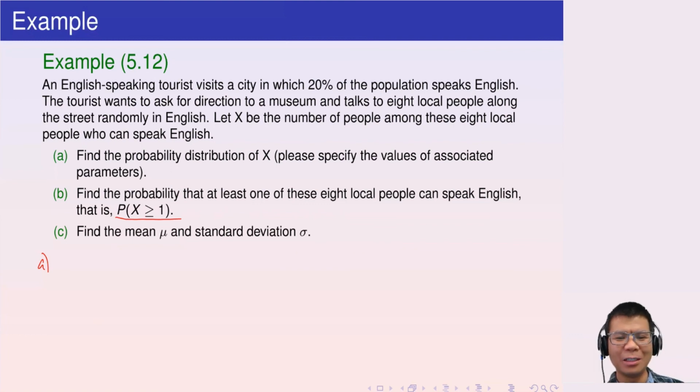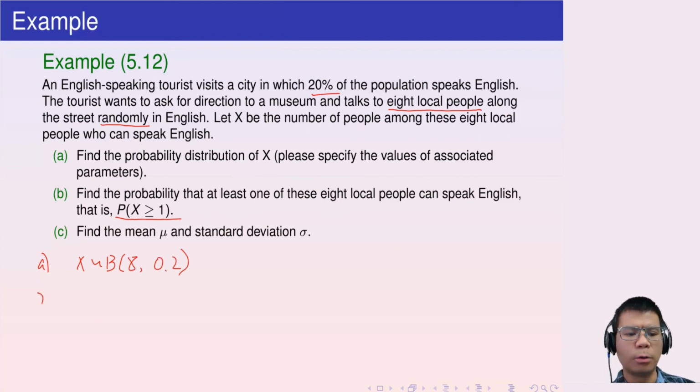So what is the probability distribution of X? As we know, it is 8 local people randomly, so they're independent. And we know that 20% of the population speaks English. So X has a binomial distribution with parameters n is 8, p is 0.2. That's part A. B, the probability that at least one speaks English. So that's the probability for X greater than or equal to 1, so at least 1 speaks English.